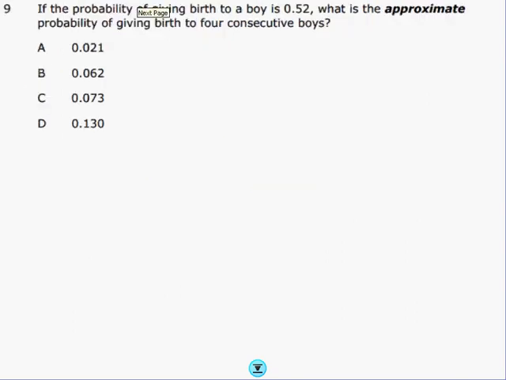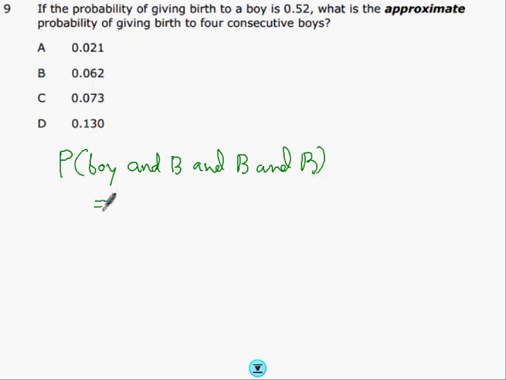Okay, the probability of giving birth to a boy. What's the approximate probability of giving birth to 4 consecutive boys? So this is a probability of a boy, and a boy, and a boy, and a boy. Okay, so we're going to assume that these are independent events, that having a boy the first time doesn't affect your chances of having a boy the second time. Since these are independent, I'm just going to multiply it.